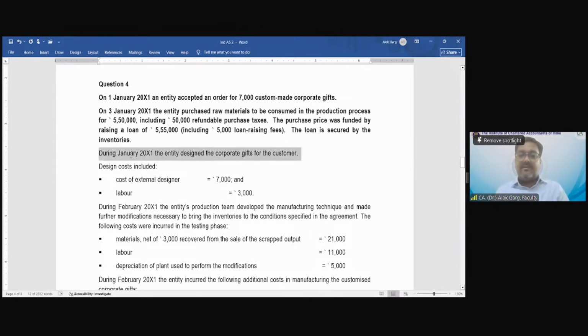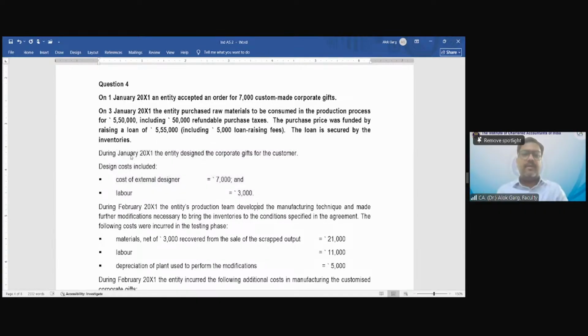During January 2001, the entity designed the corporate gift for the customer. Design cost included cost of external designers 7,000 rupees and labor 3,000 rupees. Whether this will become the cost? Yes, sir. Product designing, because it is a customized product, and of course designing is important. So the cost of designer and labor, this 10,000 rupees, will become cost of the product. This will become the production overhead.